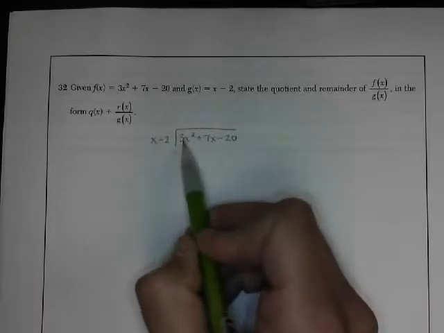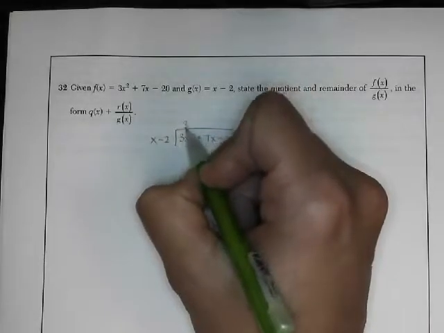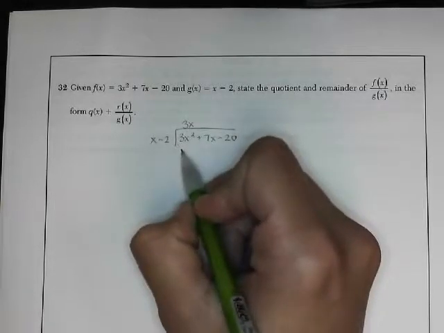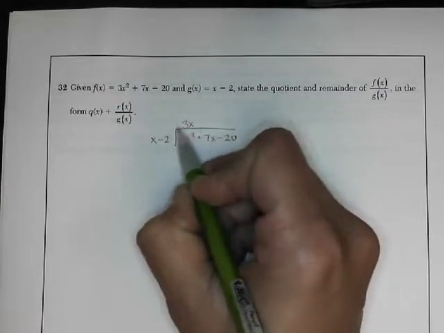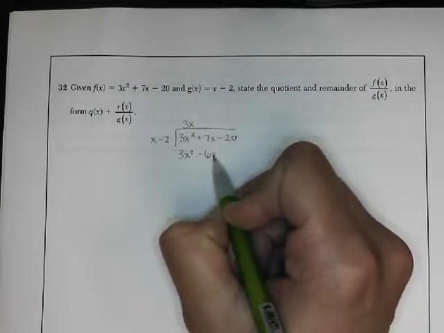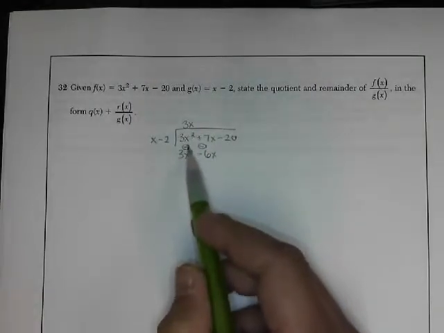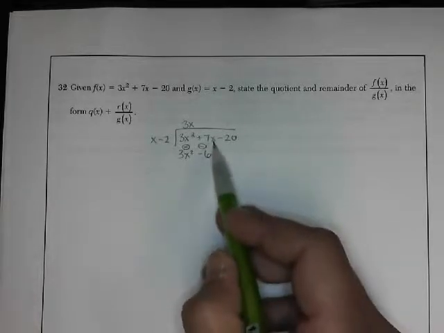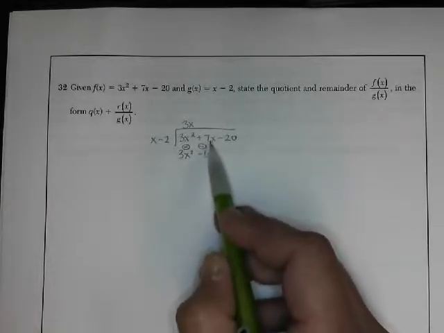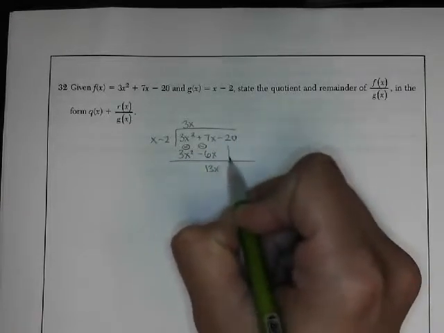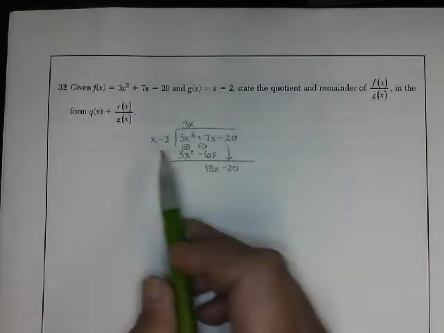So we start the long division. x times what gives us 3x squared? That would be 3x. We multiply 3x by this whole thing and line it up, so we get 3x squared. 3x times negative 2 is negative 6x, and we do subtraction in between each term. So 3x squared minus 3x squared is gone. 7x minus negative 6x, so 7x plus 6x is 13x. Bring down your negative 20.